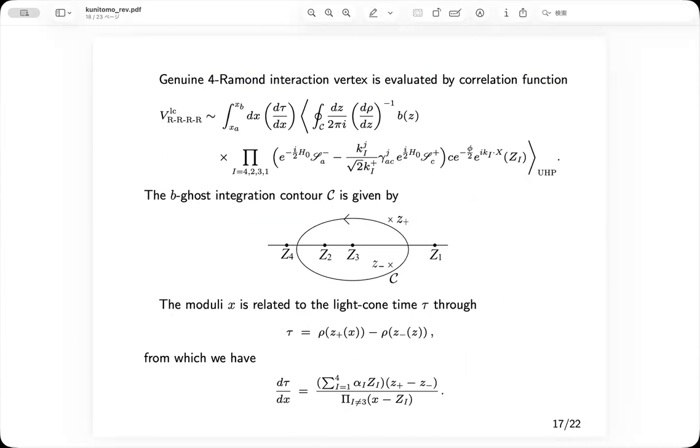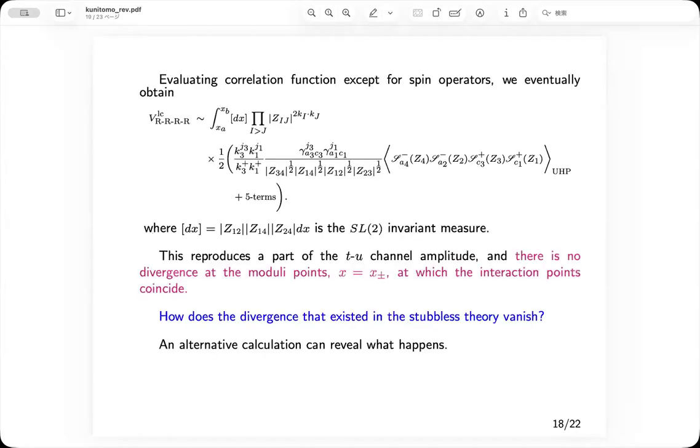Yeah, the contour of this B ghost insertion is this, around D2, D3, and one of the interaction points. The modulus X is related to the right time by this relation, and the relation between the right time and modulus X is determined by this equation. So now we can evaluate the correlation function except for the spin operators. This, of course, can also be evaluated in principle, but we leave that and calculate the other parts.